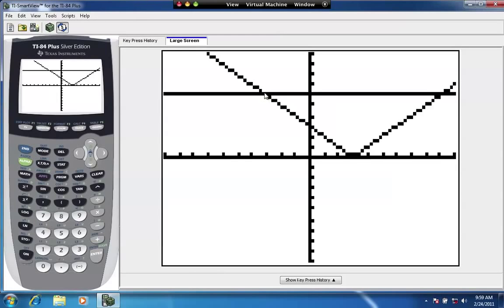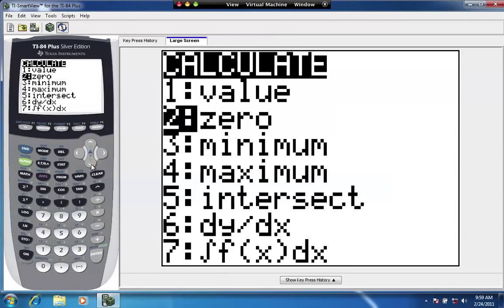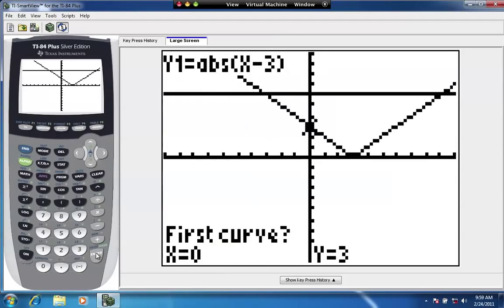Now, you already know that whatever the ordered pair ends up being at either point of intersection, the y coordinate is going to be 6, because the horizontal line shows us that all points on this horizontal line have a y coordinate of 6. To find out what the x coordinate is, we can use the intersect feature. So we hit second, calc, and we move down to option number 5, intersect, enter.